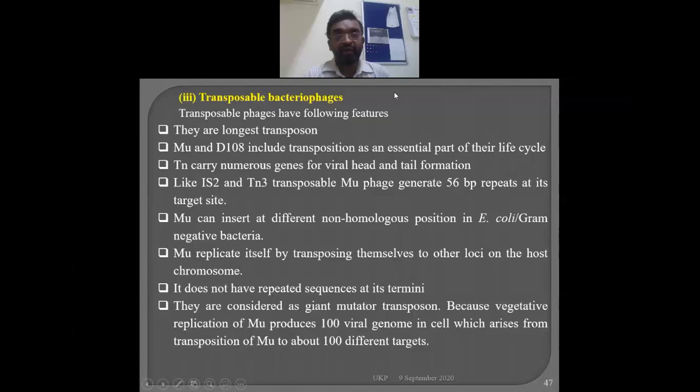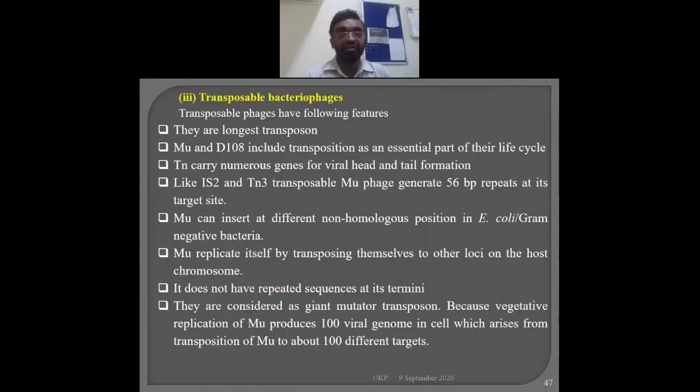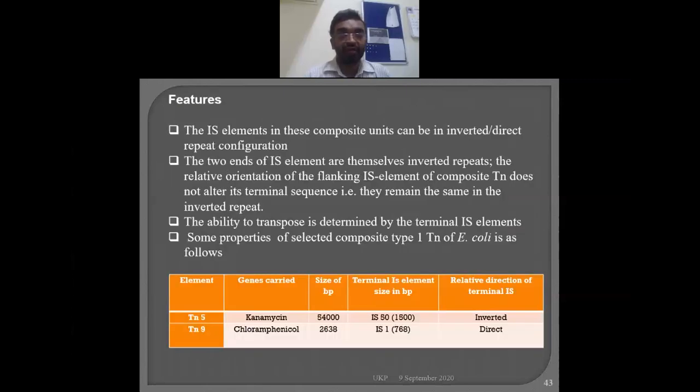The remaining topic, the next topic, is how transposition takes place at a molecular level, what the mechanisms are, what the theories are, and what practical proofs there are as far as transposition is concerned. We are going to discuss that in tomorrow's lecture, the next lecture.